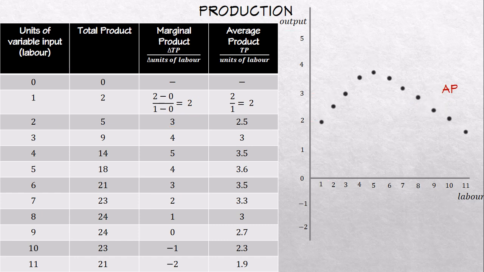Then you do the same thing for the average product. You plot your points. When the labor is 1, the average product is 2, and when the labor is 2, the average product is 2.5, and so on. You plot the points, you draw your curve to pass through them, and then you have your average product.